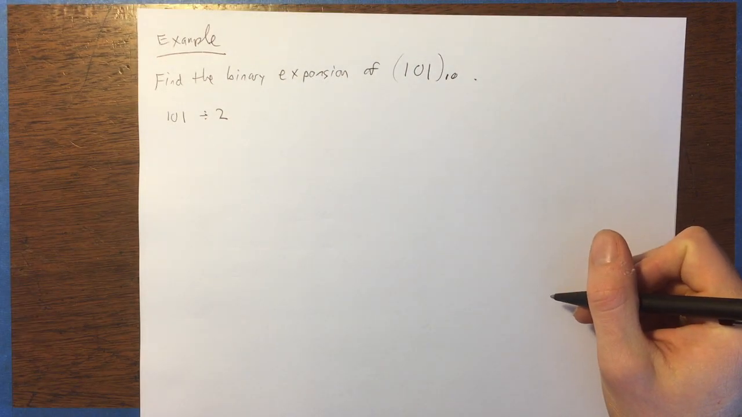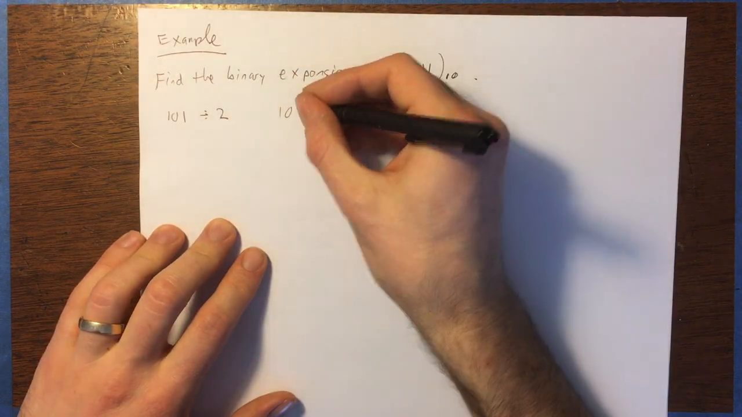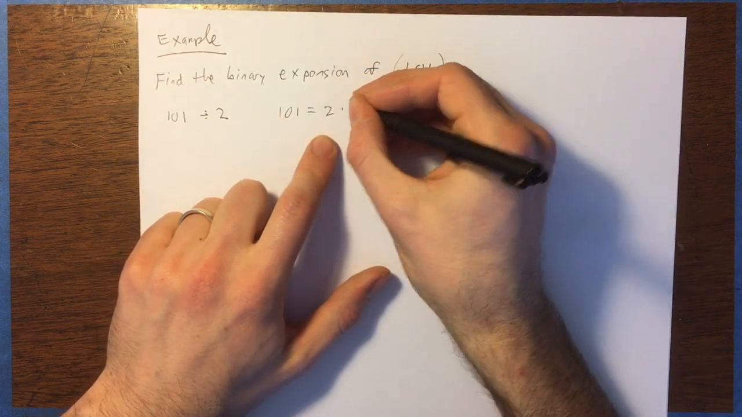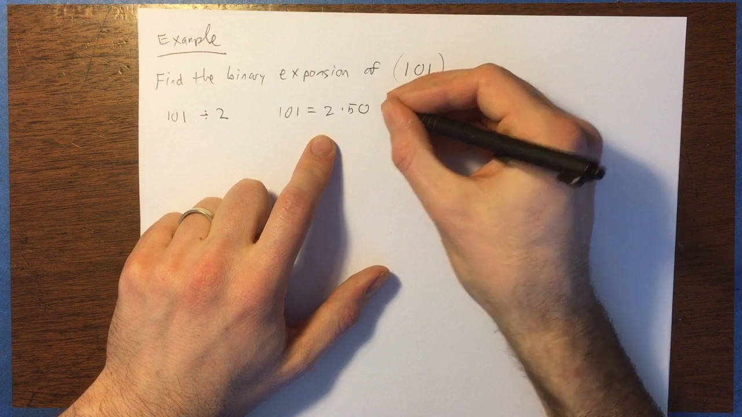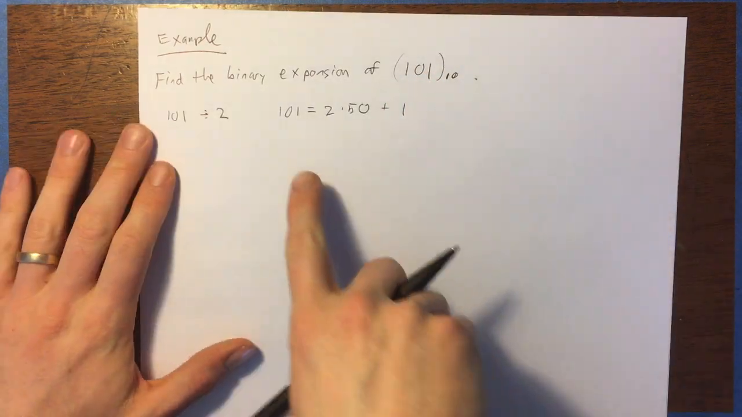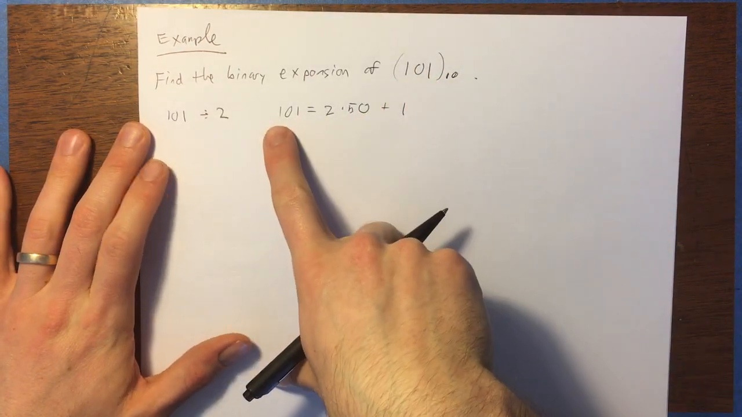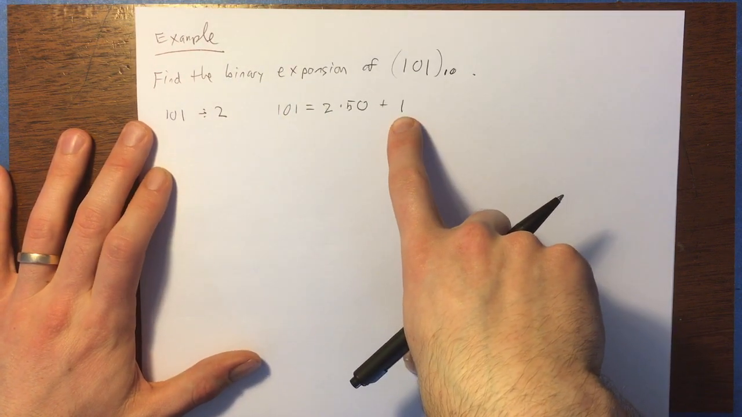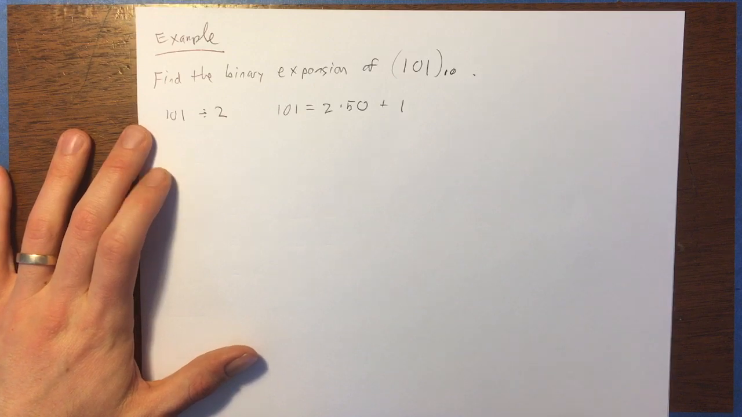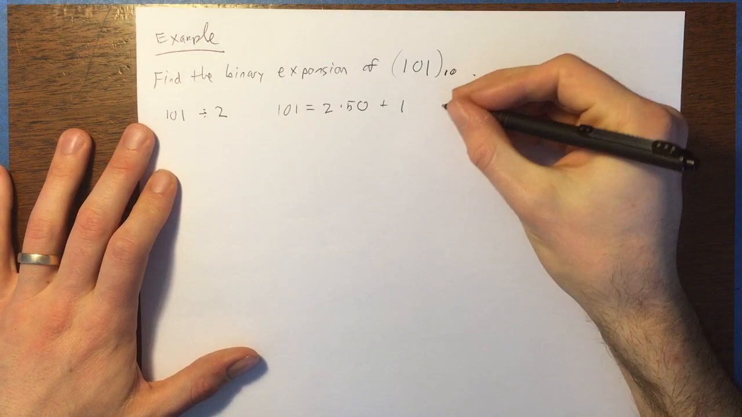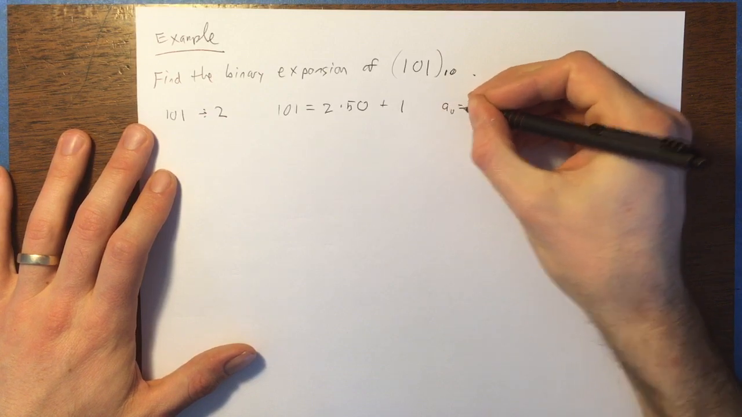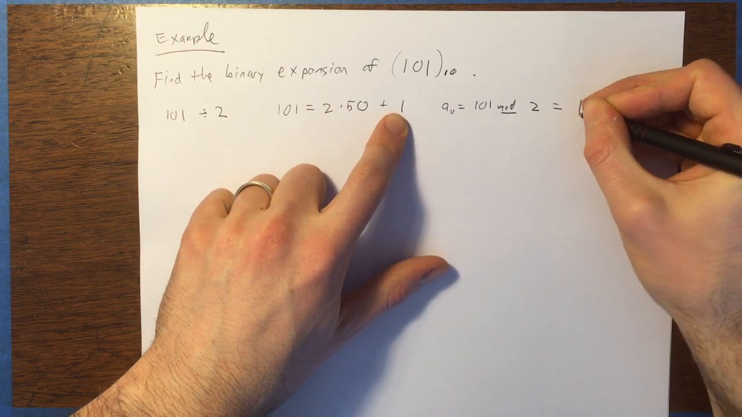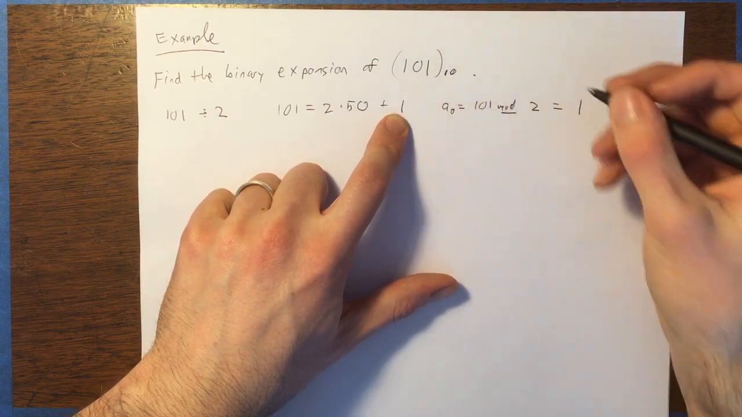And then what we're going to do is perform the division algorithm. 101 is going to be 2 times 50 plus 1. So 2 times 50 plus 1. 101 is going to have a quotient of 50 and a remainder of 1. So we can say, let's set A0 equal to 101 mod 2, which is equal to 1. So there's our A0 value.